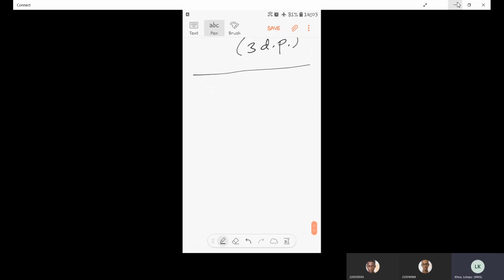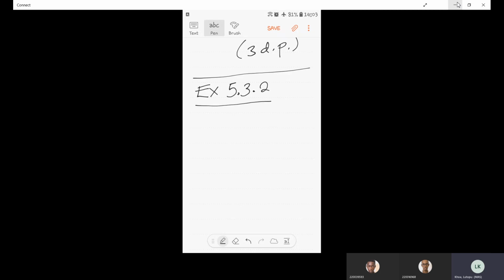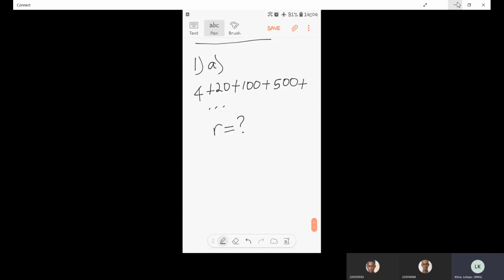Now let's look at some of the questions in exercise 5.3.2. So start with number 1A. You are given the series 4 plus 20 plus 100 plus 500. Then it continues. Now with this one, we are asked to work out what R is, and then work out the next two terms. So R is easy to do.